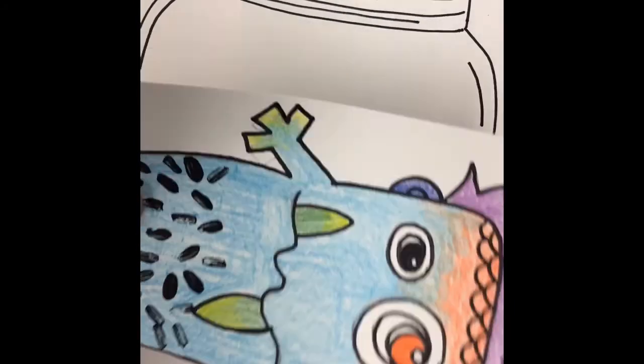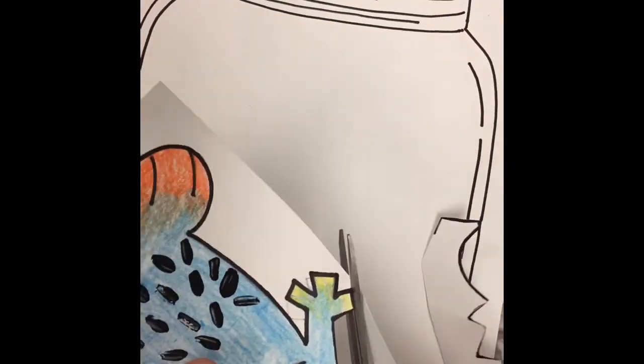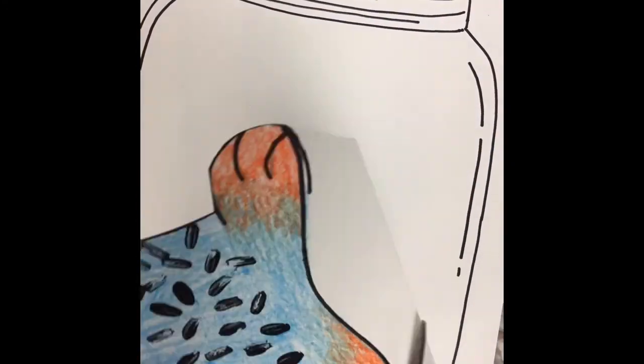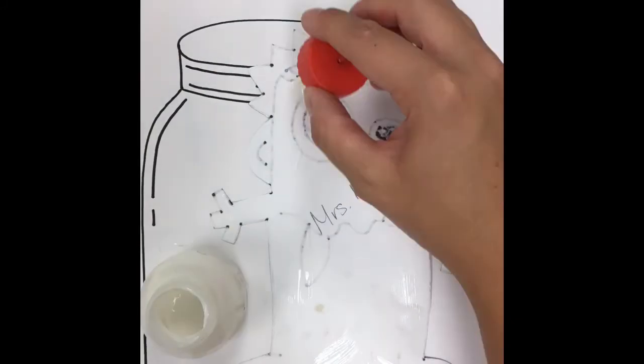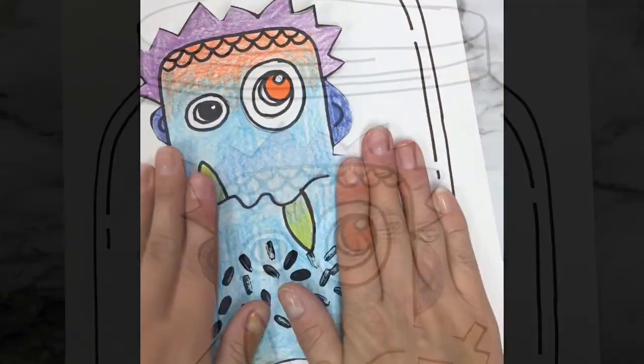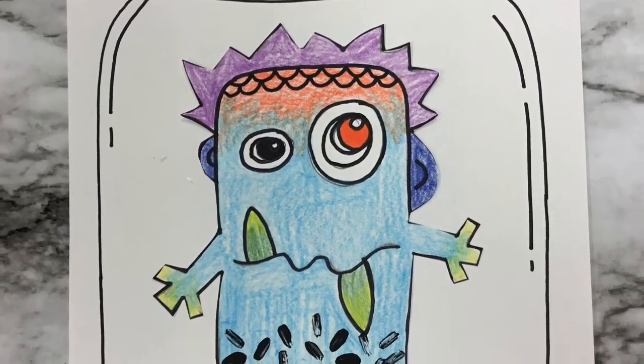Now I'm going to get my wild thing and cut him out. I'm very carefully going to cut around my wild thing. If you've got some fingers or some hair that are a little tricky to cut out around them, go back and cut out the space between the hair and the fingers. I'm going to add glue throughout my wild thing and glue him on so it looks like he's inside my jar.